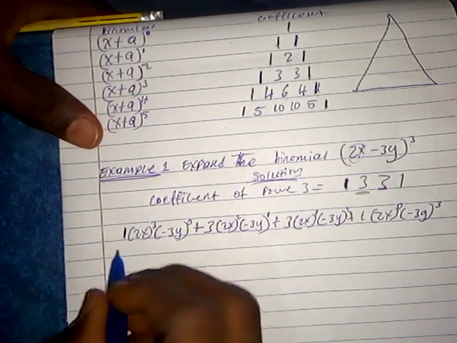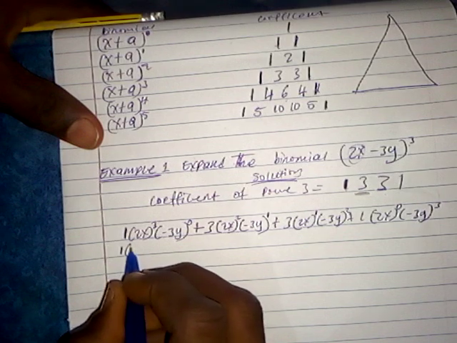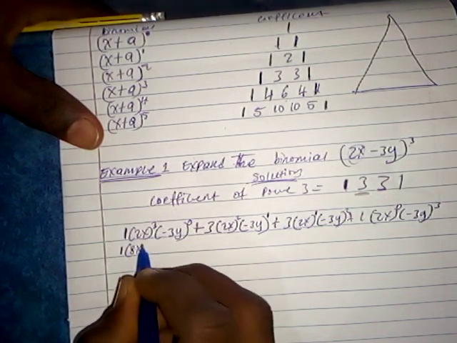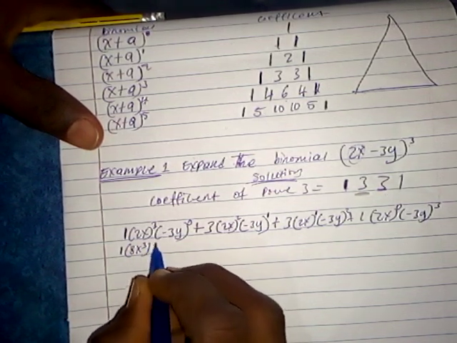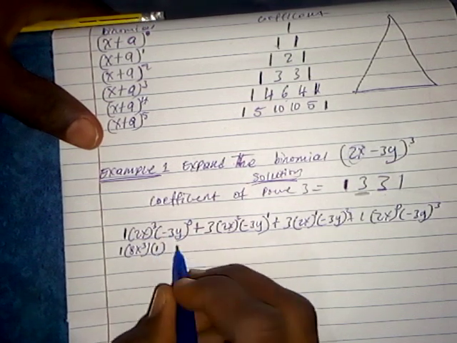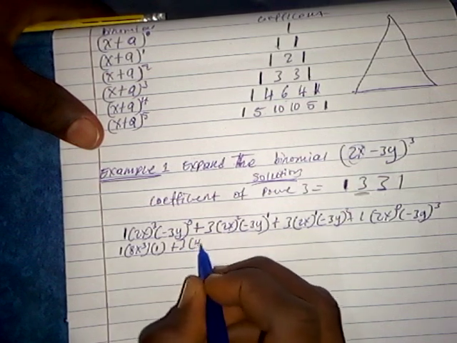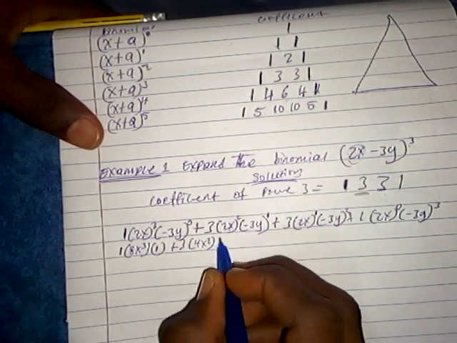And we say 1 into 2x raised to the power 3 is what? Is 8x cubed, right? Brackets. Anything raised to the power 0 is just 1. Law of indices. Plus 3 into 2x raised to the power 2 is 4x squared, right? Brackets.